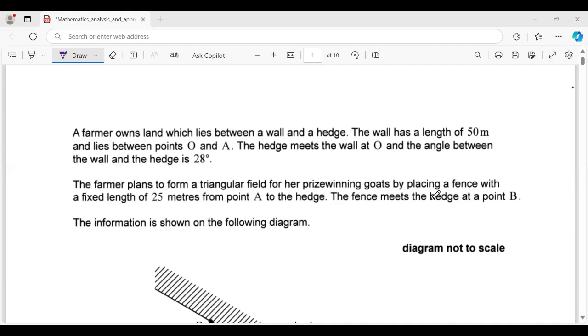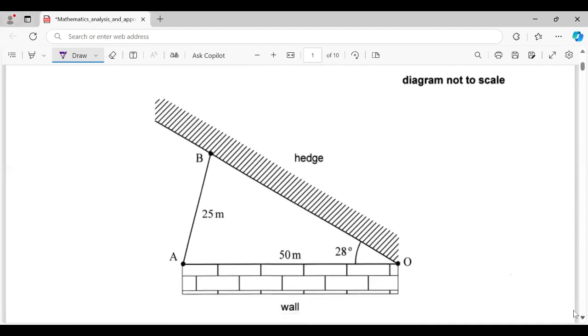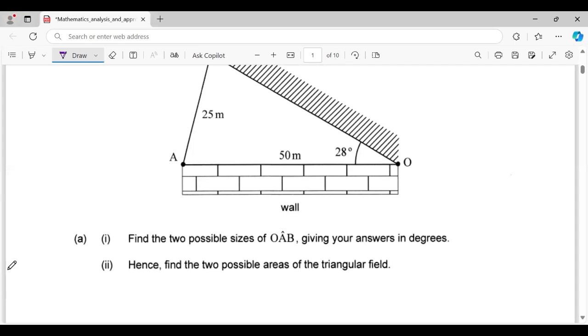The fence meets the hedge at a point B. The information is shown on the following diagram. This is the diagram. Question: find two possible sizes of angle OAB, giving your answers in degrees. Hence, find the two possible areas of the triangular field.